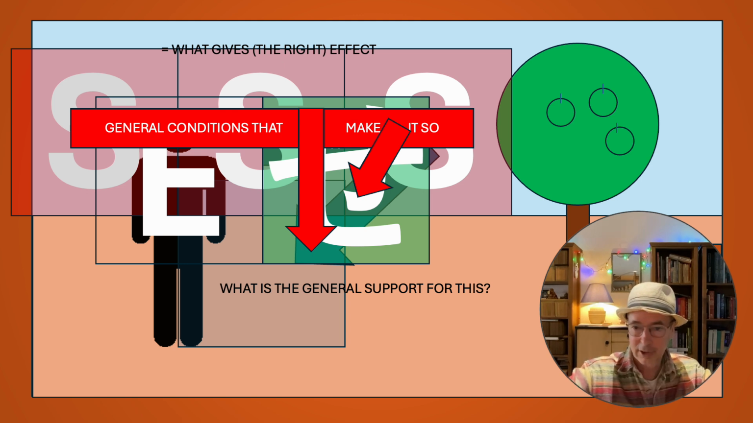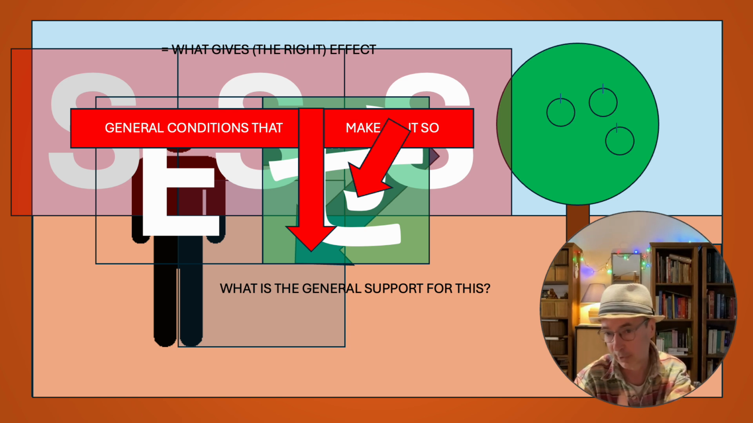General conditions make it so that this process will occur, and this process will be about a change that is going to happen, where something can come out.